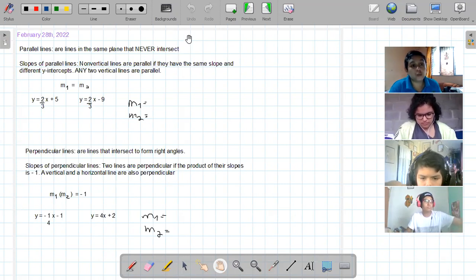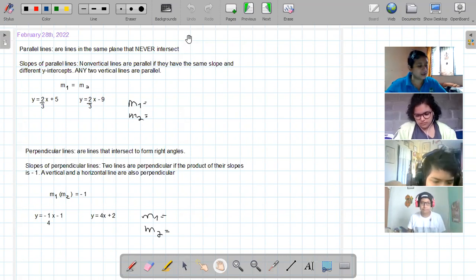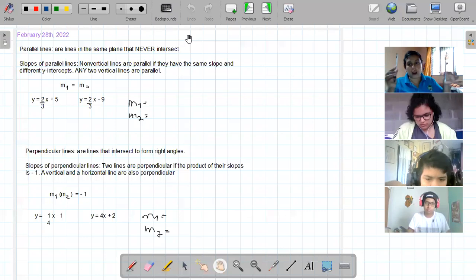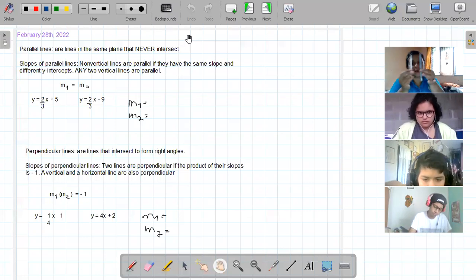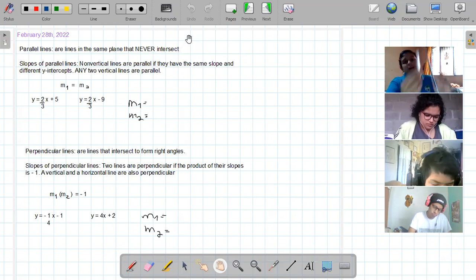The first definition is, what are parallel lines? Parallel lines are lines in the same plane, in the same coordinate plane, that will never, ever intersect. They could be as far apart as this, or as close as this, but they will never intersect. They're going to continue going in both directions.